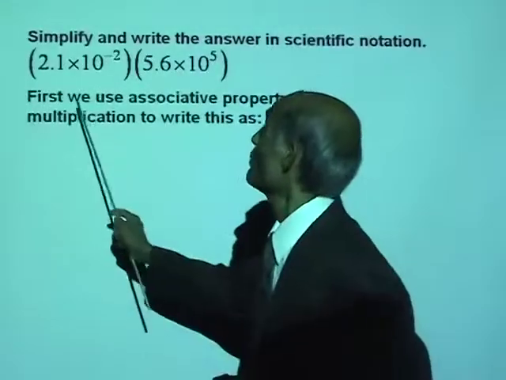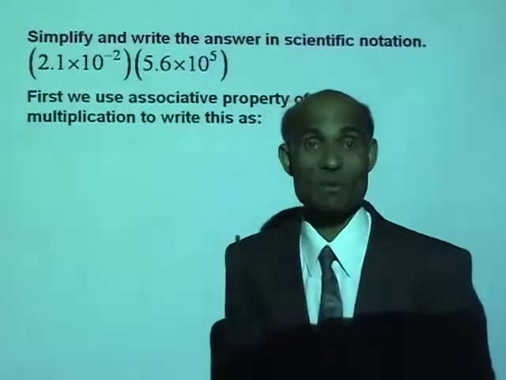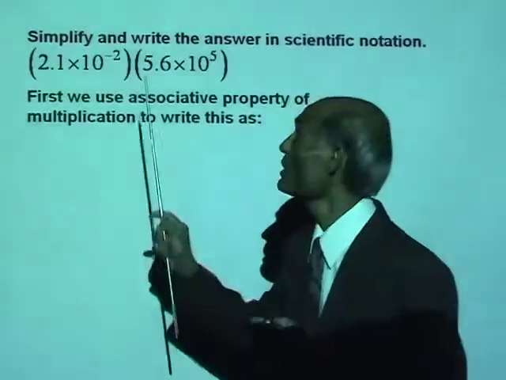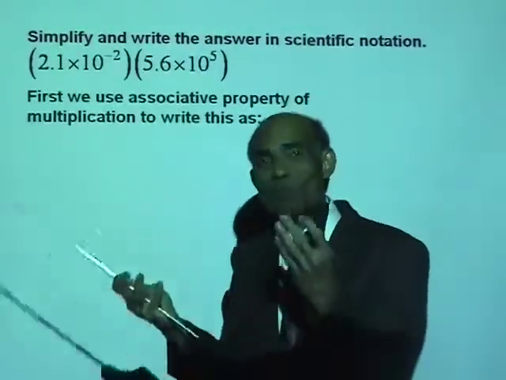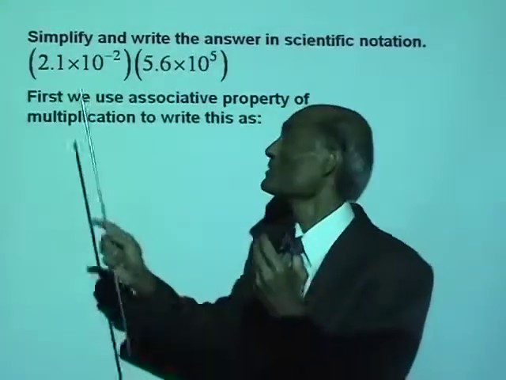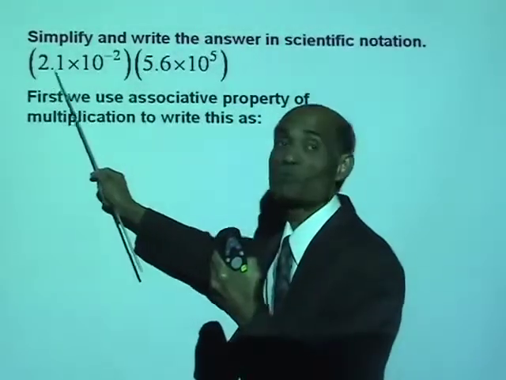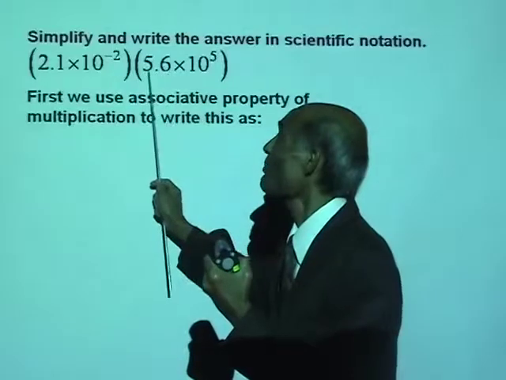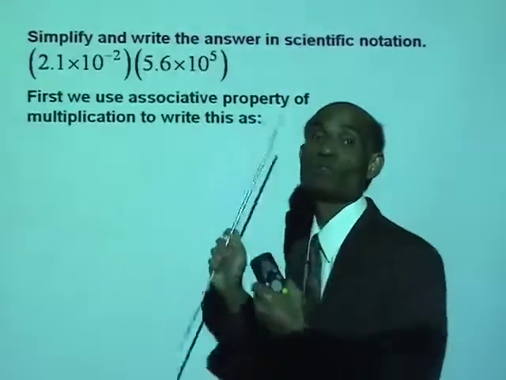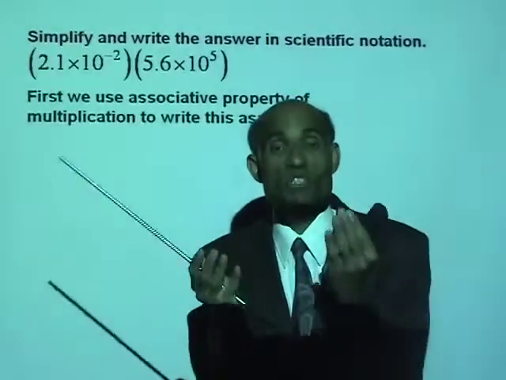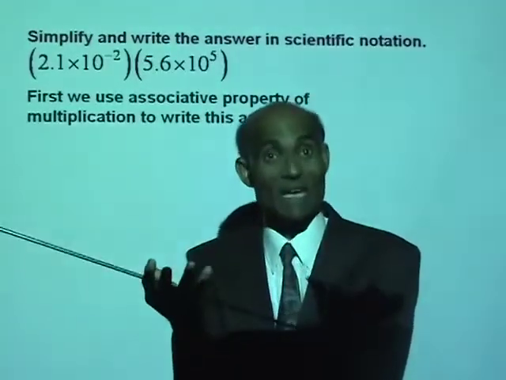Okay. First, we use the associative property of multiplication. You understand what that property is. Associative property means if you are given numbers to multiply like this, you can multiply them in any order. You don't have to go from left to right. You can pick and choose. So we have chosen to multiply 2.1 with 5.6 first, and then multiply 10 to the power of negative 2 with 10 to the power of 5. That is what associative property means. We can change the association according to our liking.